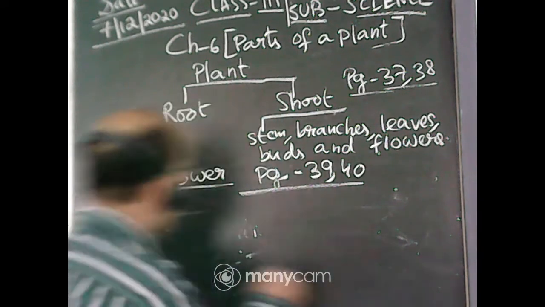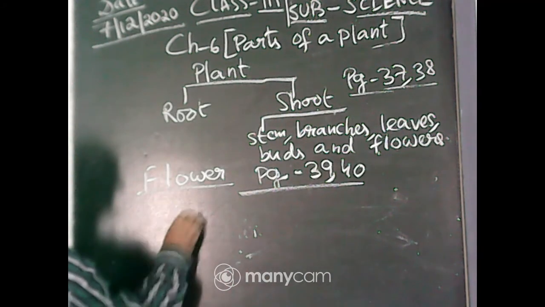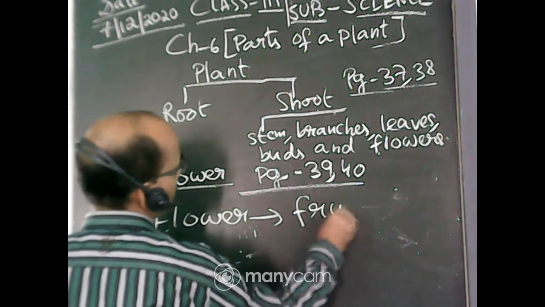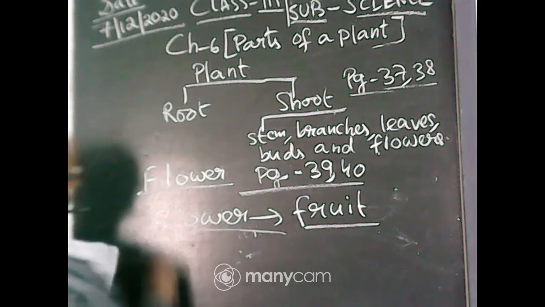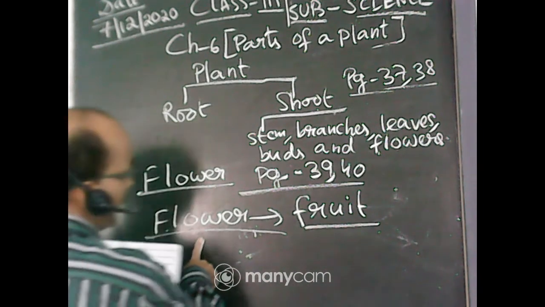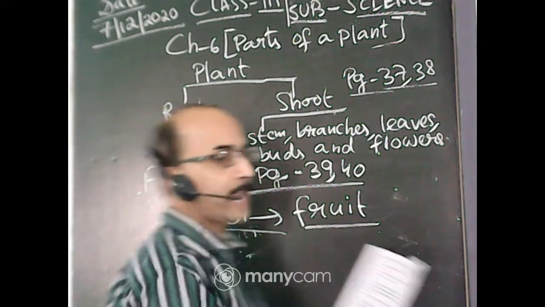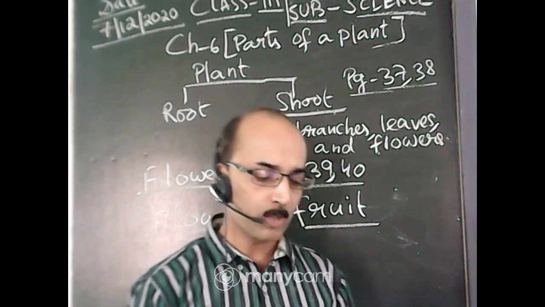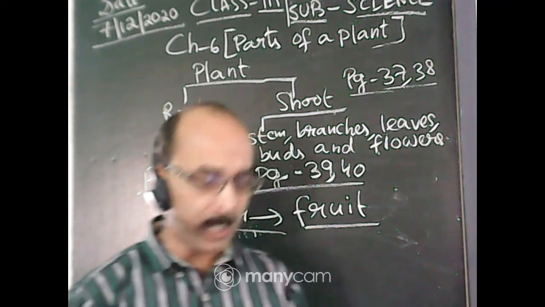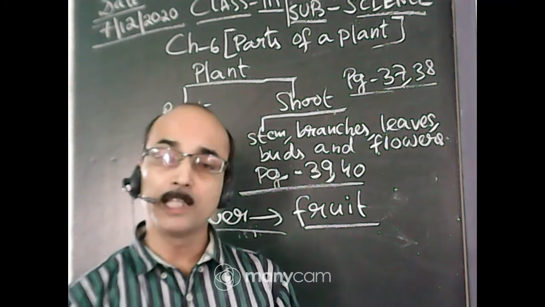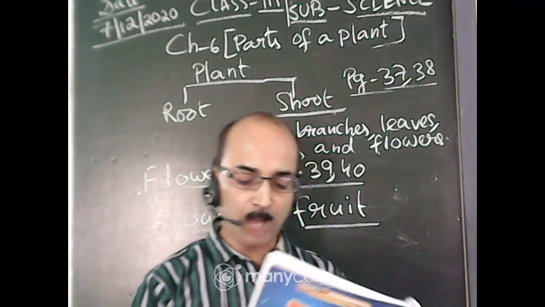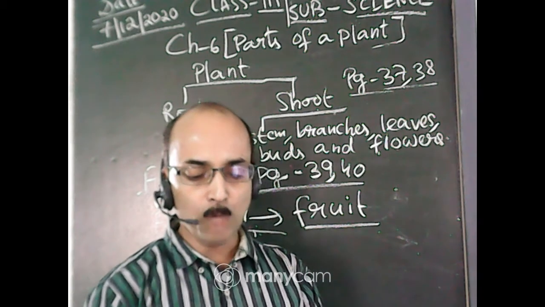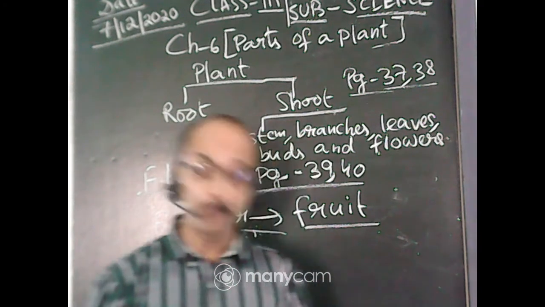So flowers, always remember, flowers change into fruit. This fruit carries the seed, and from the seed new plants are grown. Okay, see the picture given here, bud, then flower, then fruit. A flower grows into a fruit. This is an example. Now we will move to the next page, page number 40 now.